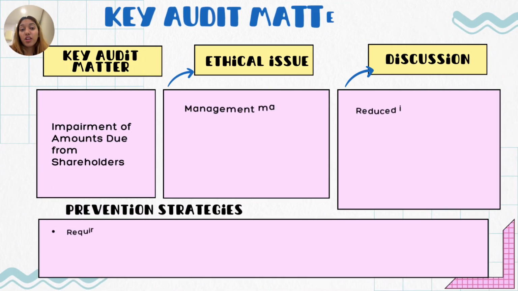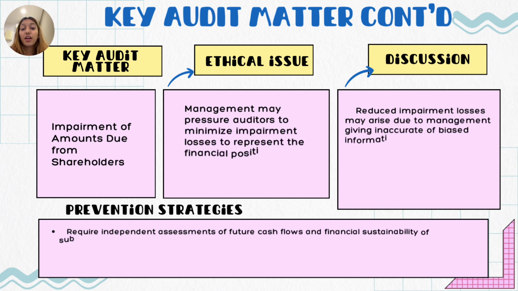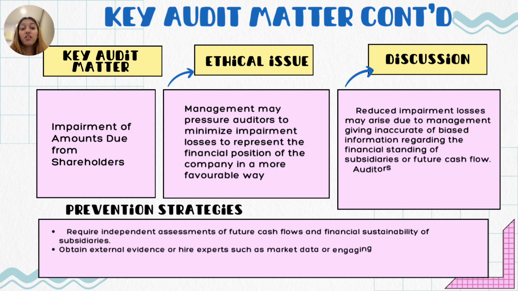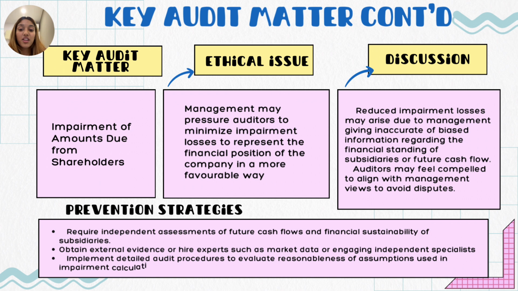The second ethical issue for key audit matter number 3 is that management may pressure auditors to minimize impairment losses to represent the financial position of the company in a more favorable way. This may arise due to management giving inaccurate or biased information regarding the financial standing of subsidiaries or future cash flow. Auditors may feel compelled to align with the management views to avoid disputes. The prevention strategies are to require independent assessments of future cash flows or financial sustainability of subsidiaries, obtain external evidence or hire experts such as market data or engaging independent specialists, and implement detailed audit procedures to evaluate the reasonableness of assumptions used in impairment calculations, including stress testing scenarios and verifying supporting documents.